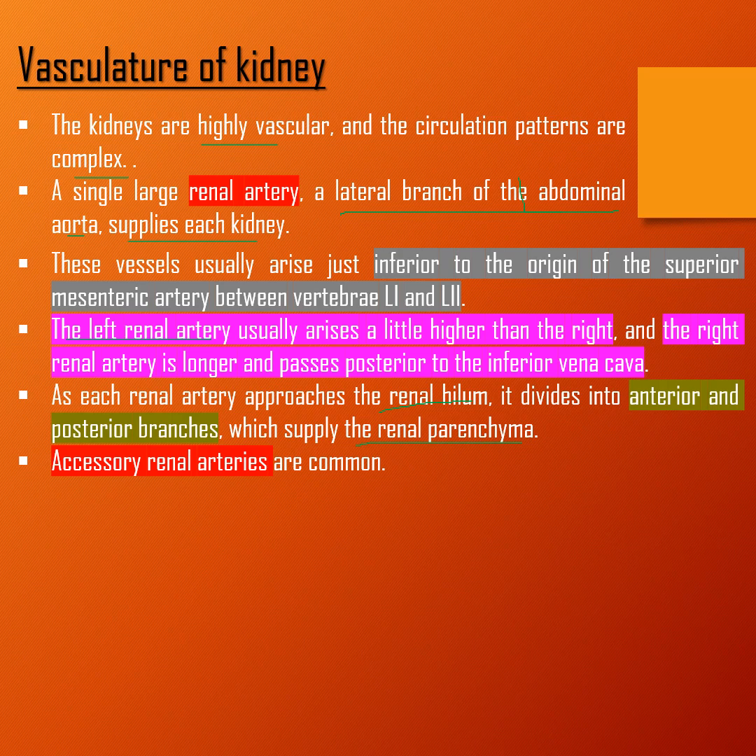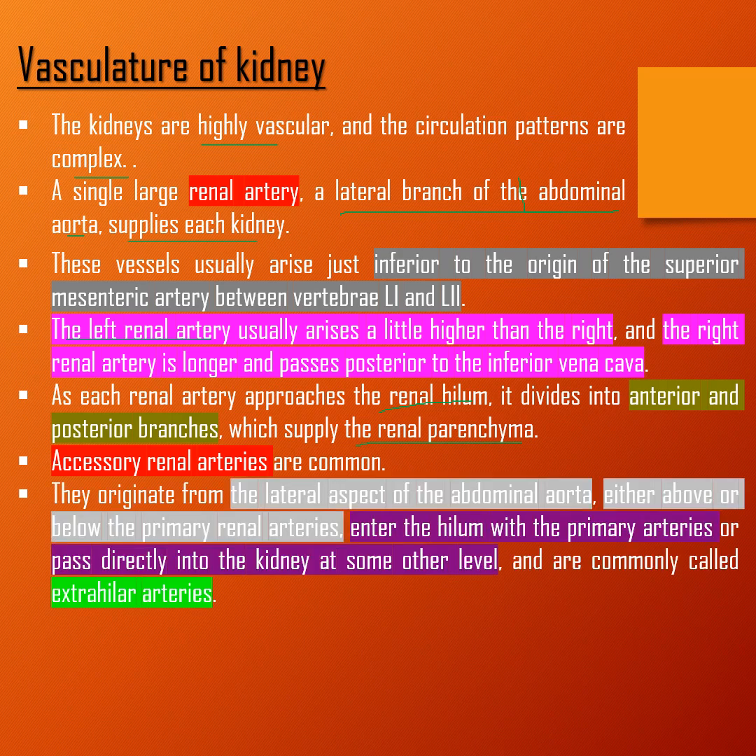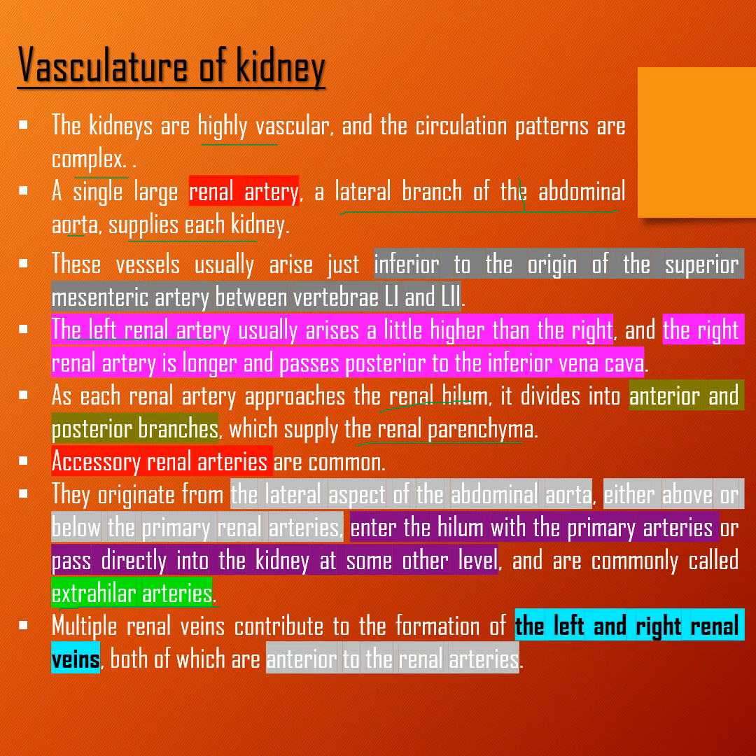Accessory renal arteries are common. They originate from the lateral aspect of the abdominal aorta, either above or below the primary renal arteries, and enter the hilum with the primary arteries, or pass directly into the kidney at some other level, and are commonly called extrahilar arteries. Multiple renal veins contribute to the formation of the left and the right renal vein, both of which are anterior to the renal arteries.